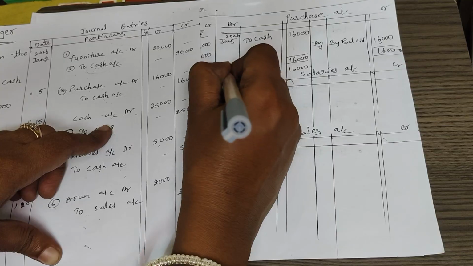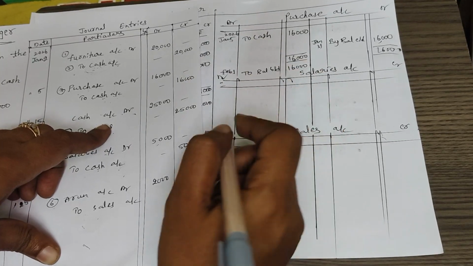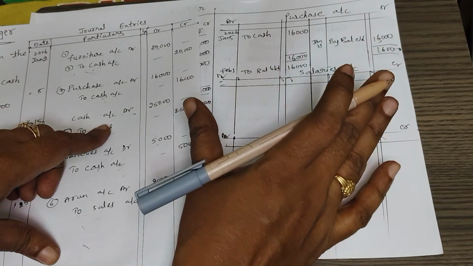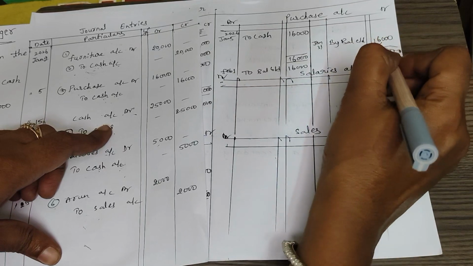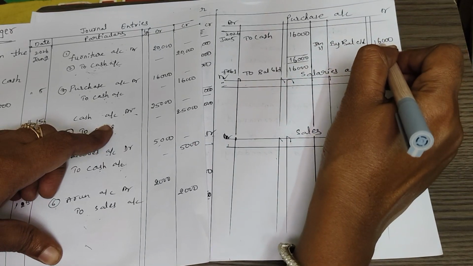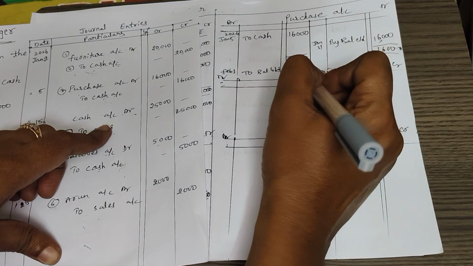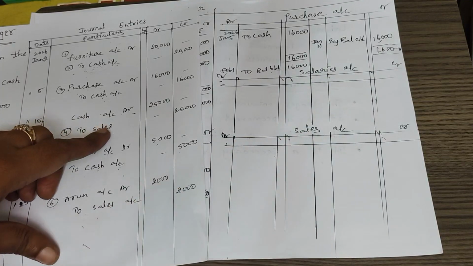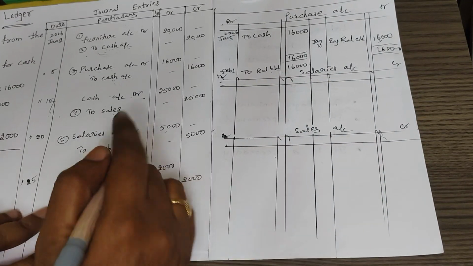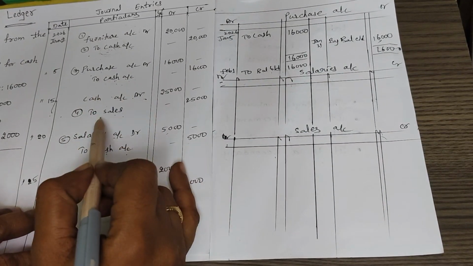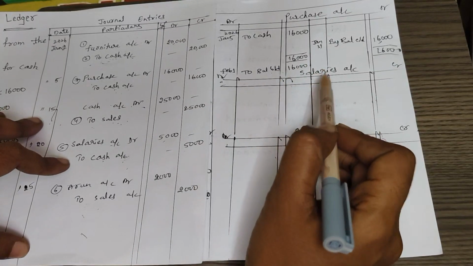What is the next month? February 1st. Okay. So how to write? Are you observing? See, before total we are writing the carry down value. After total we are writing the brought down value. Clear? And next one, cash is completed. And next one, salaries account.